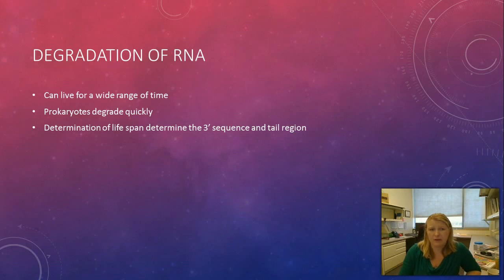And the lifespan is determined by that 3' sequence in the tail region that helps tell the degradation process how long it should last. So it's really important that you understand that RNA, once it's made, doesn't just hang around forever. It is eventually degraded, and based on a specific sequence, the cell will know how long that RNA should be hanging around for.